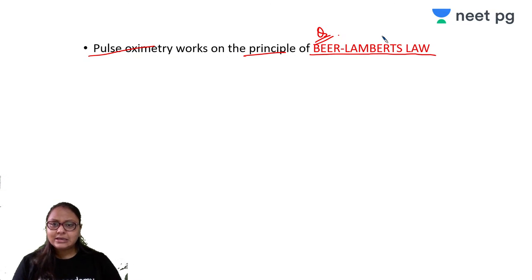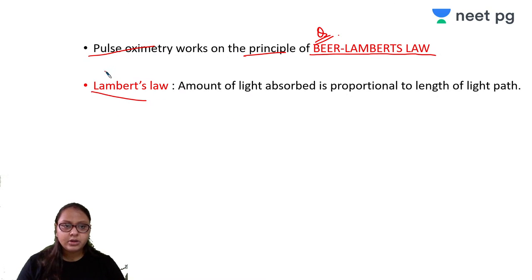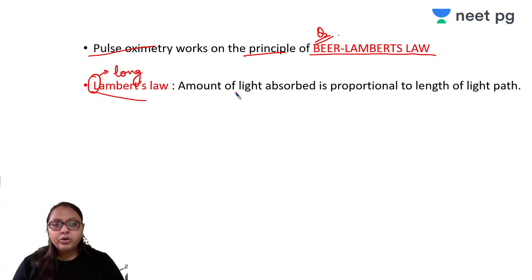Now, just to discuss what exactly the Beer-Lambert's law is. Lambert's, as the name suggests, L, that is length. Remember Lambert's, because there is a lot of confusion about what Lambert's law is and what Beer's law is.